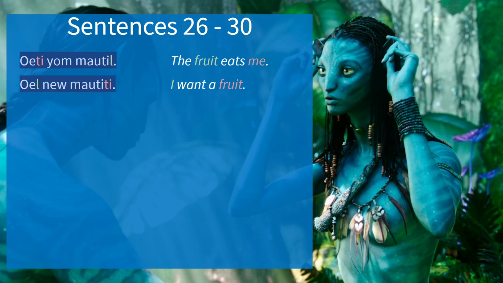Well, neu mautiti. Here we have some more logical case endings again, with oe, I, getting the L ending because I want something, and the mautiti getting the T ending because what do I want? A fruit.